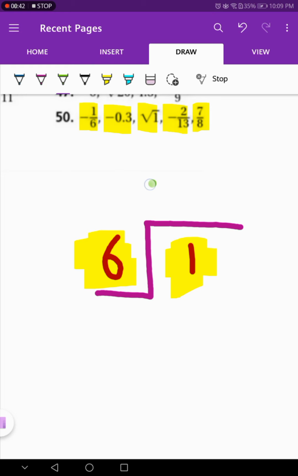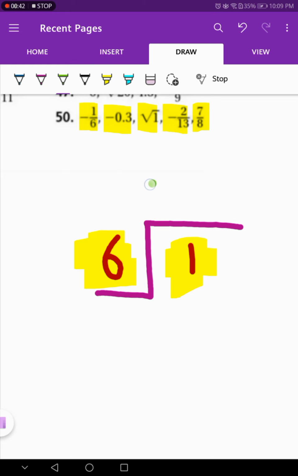Our mission today: complete lesson 1-3 and learn how to order the numbers. Okay, and we will read this question first. Order the numbers in each exercise from least to greatest. And we start with question number 48.